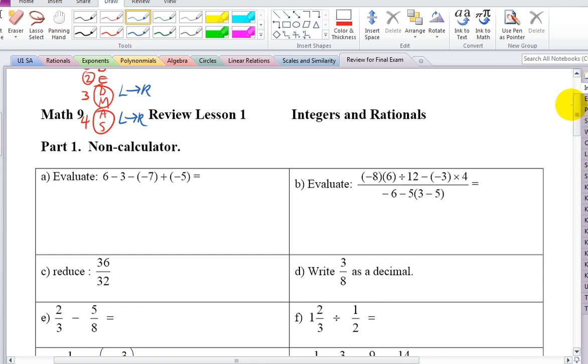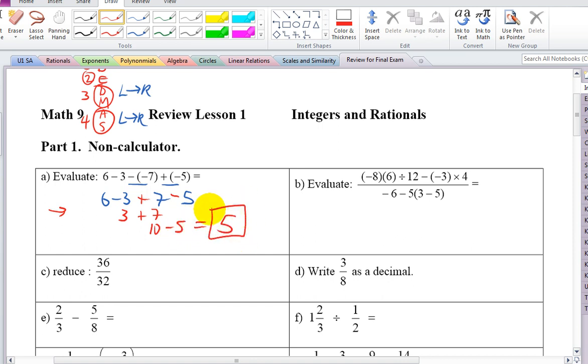So lesson number one, evaluate. Question like this, you can punch into your calculator, but I'm going to get you to correct your signs. So you need to fix this and this. Go. Rewrite down below. And the corrected signs are +7, -5. Now go ahead and do your work, and again it's left to right. So 6 minus 3 is 3. 3 plus 7 is 10. 10 minus 5 is 5 is your final answer.